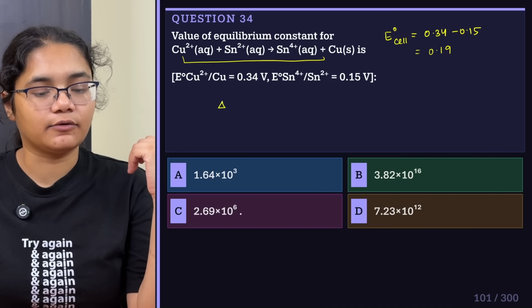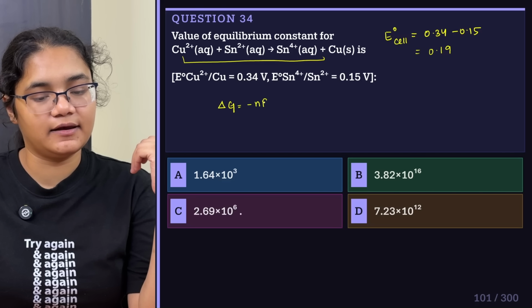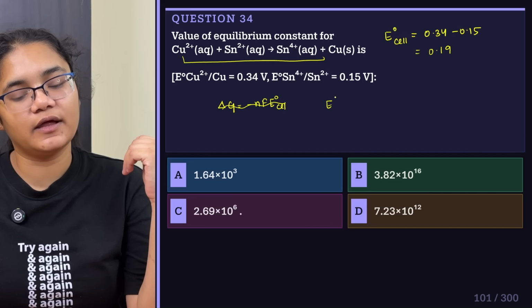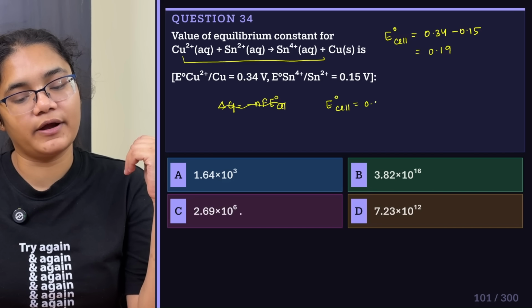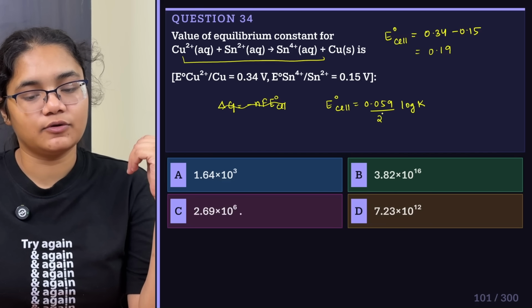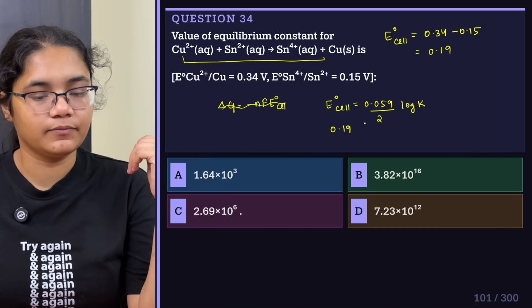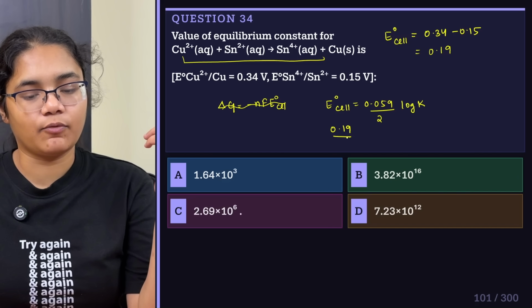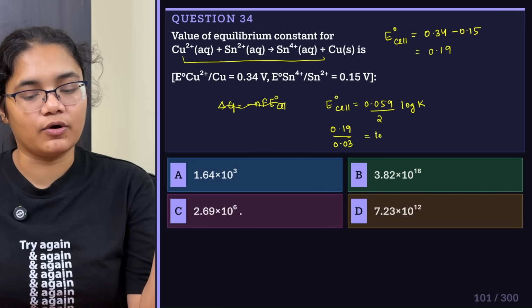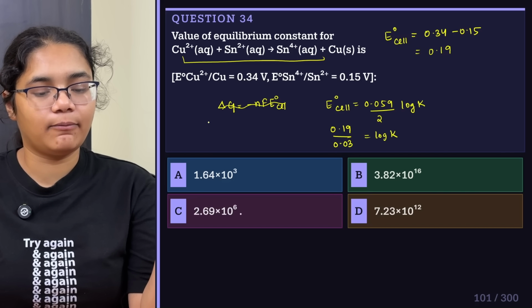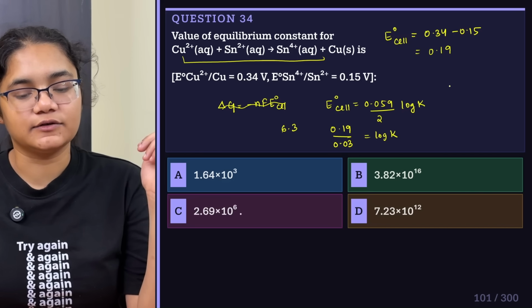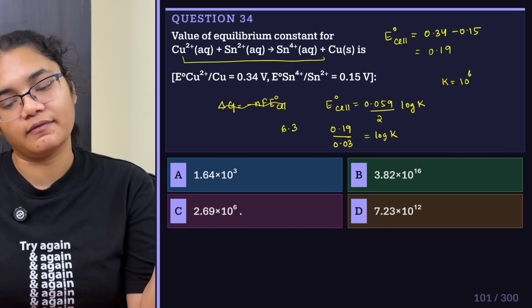Yes. Now what I have to calculate, delta G, that is equal to minus nF E naught of the cell. No, sorry, I have to calculate the equilibrium constant. So we know that E naught of the cell is equal to 0.059 by n log of K. So this one will be 0.19, and this one will be somewhere around 0.03. Okay, I'll take it as 0.06. So I'll get 19 by 3 log of K. Now 19 by 3, 3 sixes are 18, so 6.3 you will get here. That is equal to log of K. Now K will be equal to 10 to the power of 6.3.